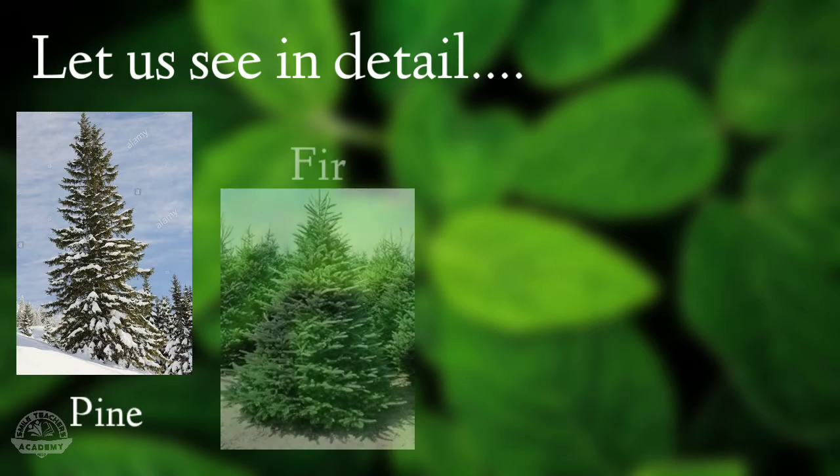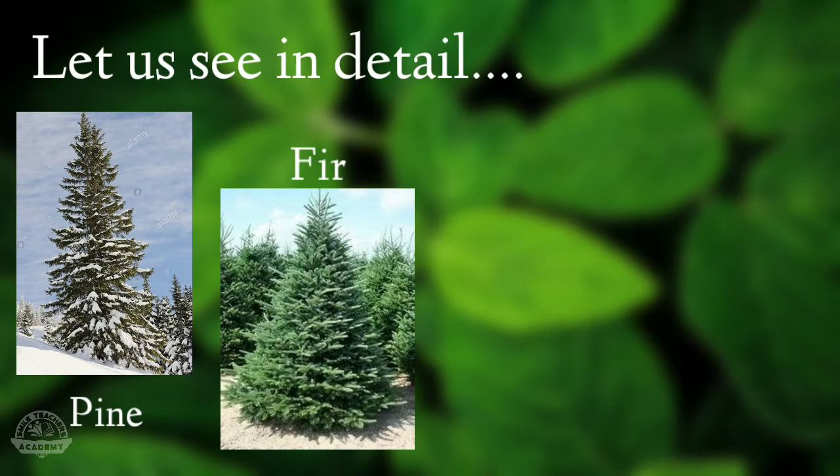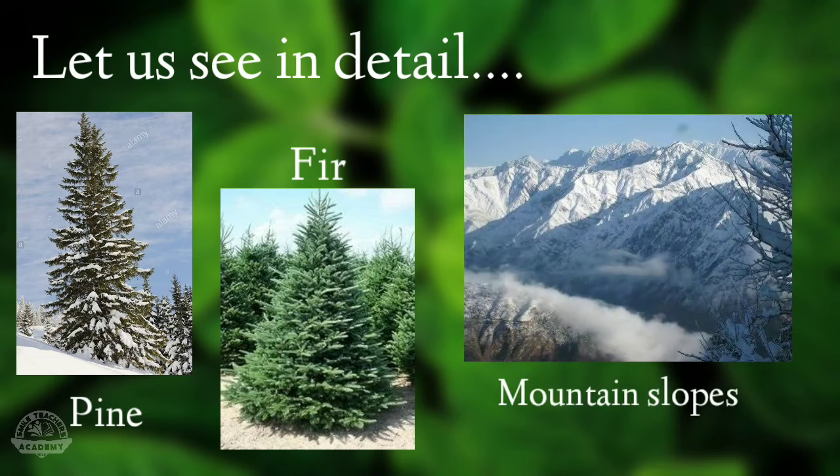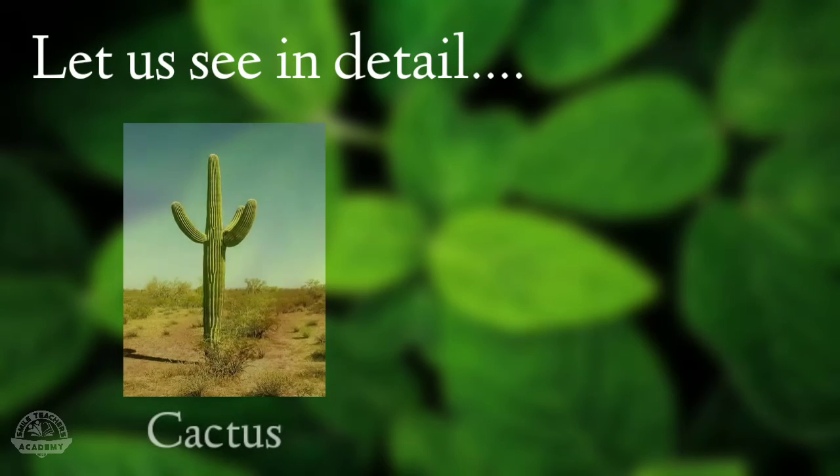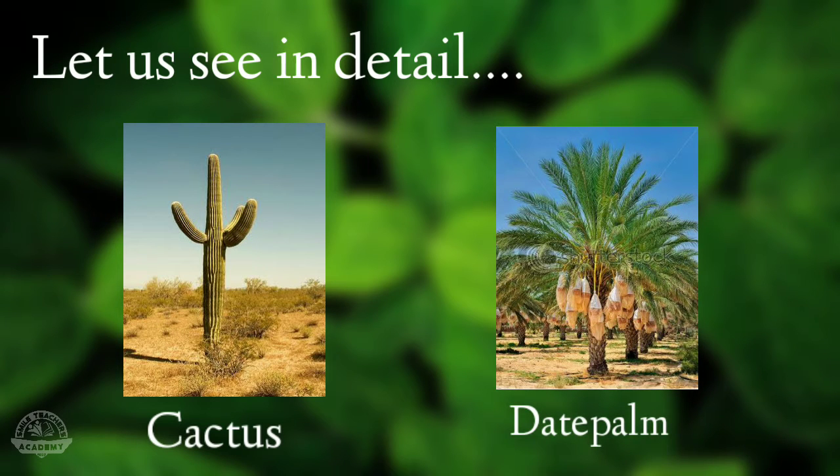Pine and fir are plants that grow in mountain slopes where it is very cold and windy. Plants like cactus and date palm grow in desert where the weather is hot and dry.